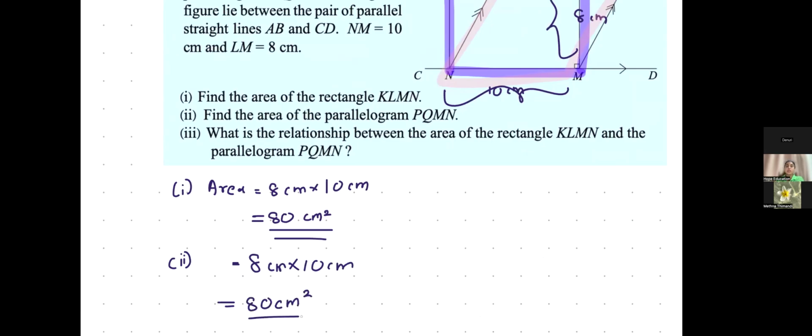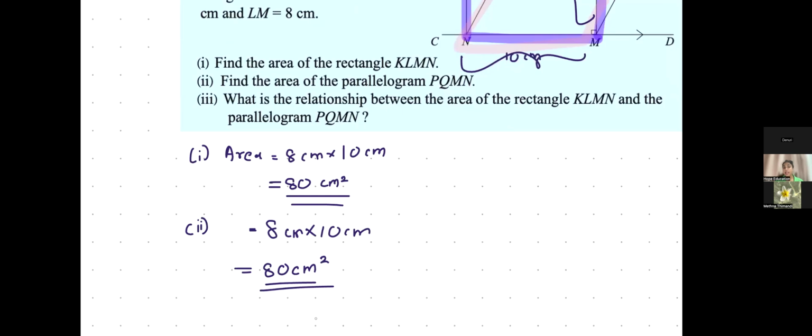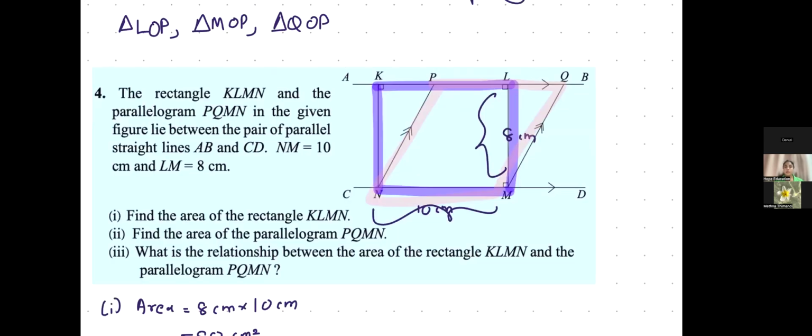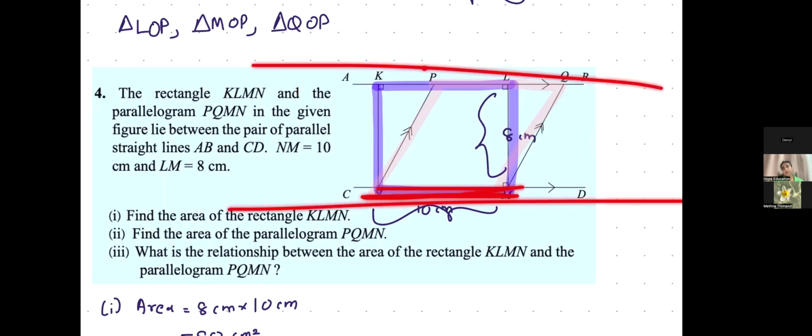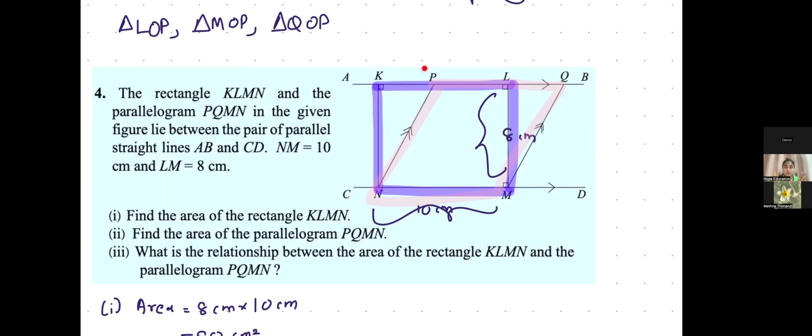Okay. What is the relationship between the area of the rectangle KLMN and parallelogram PQMN? They are equal. You have to write equal. Kids, what you have to understand is that they both have the same base and they are between the same pair of parallel lines, then their areas are equal. So rectangle is also a parallelogram, right? Opposite sides are equal, opposite sides are parallel, opposite angles are equal. A rectangle is a parallelogram, a special parallelogram, right?